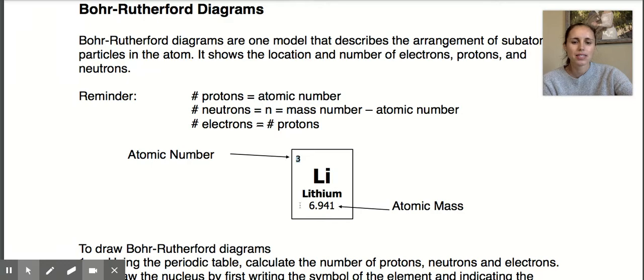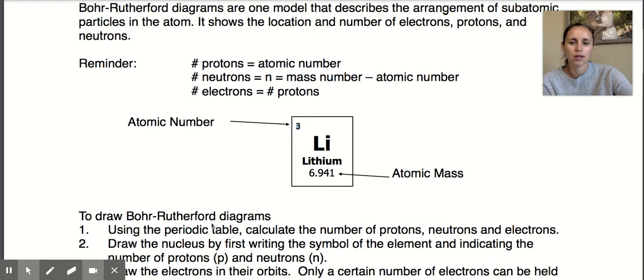Now, there is a mass number here. There are decimals, so you do want to round this to the closest whole number. So here it's 6.941, so we would round this to 7. So in order to figure out the number of neutrons for lithium, we would take the larger number, 7. We would subtract the smaller number, 3, and that's going to tell me that I've got 4 neutrons.